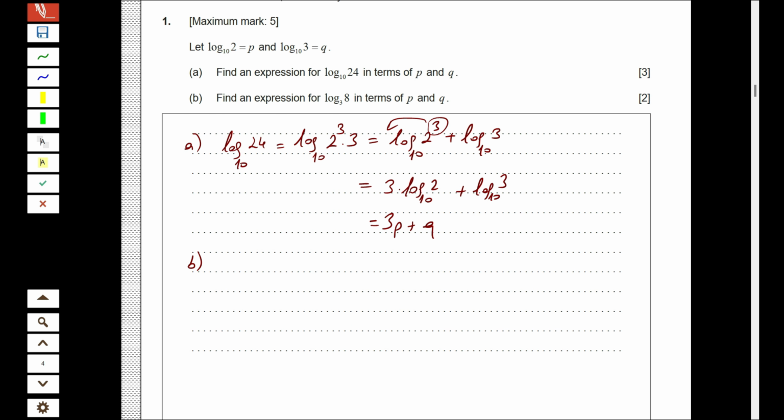At question B, it asks for log base 3 of 8. Here, you can use the attribute of changing base. Since the base given in the question is 10, we will replace base 3 by 10 and write log base 10 of 8 over log base 10 of 3. We found in the previous question that log base 10 of 8 is 3p, and log base 10 of 3 is q. So the answer is 3p over q.